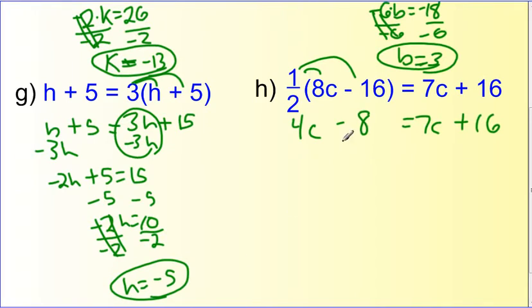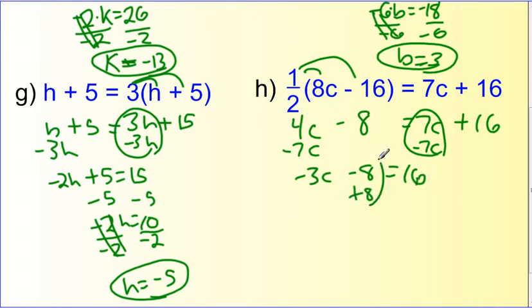Now, let's see. I don't have any like terms. I don't have any like terms. I do have the same variable on both sides. So if I minus him, let's see. That gives us a negative 3c minus 8 equals 16.